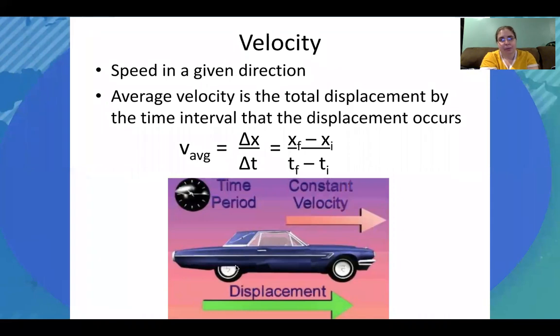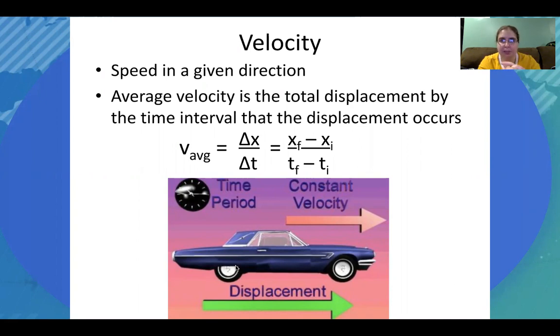A lot of times people use these two terms almost interchangeably, but they are a little bit different. So speed is how fast something moves. We know that. Velocity is speed in a given direction. So the difference between the two is we need to incorporate a direction with velocity.